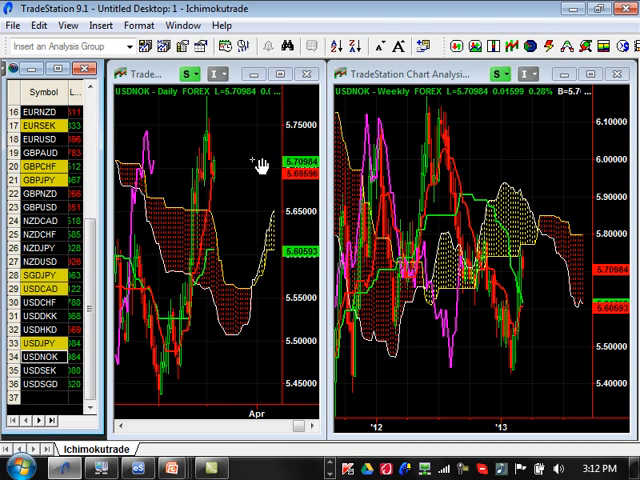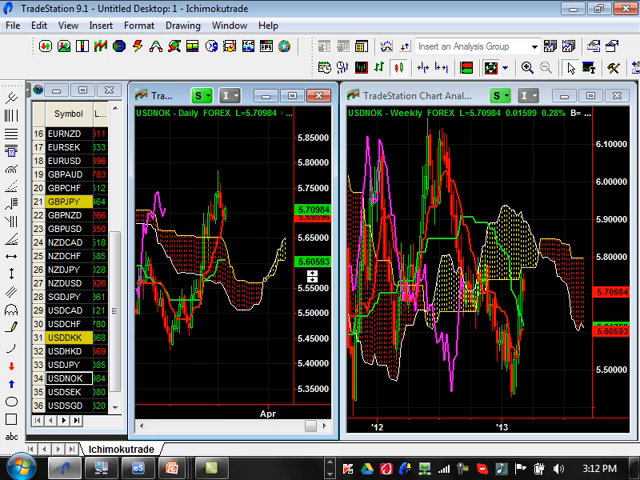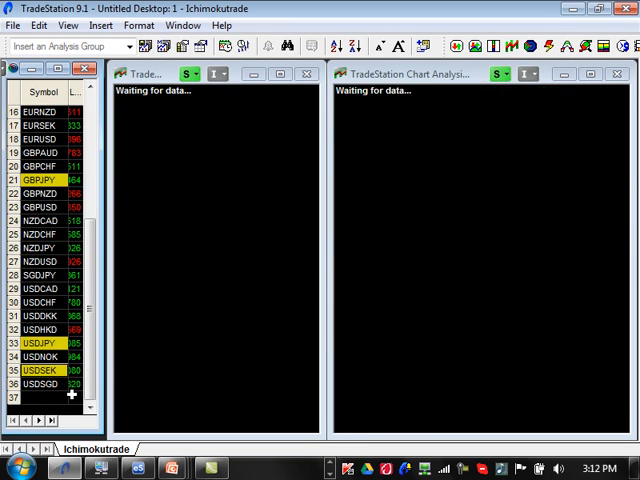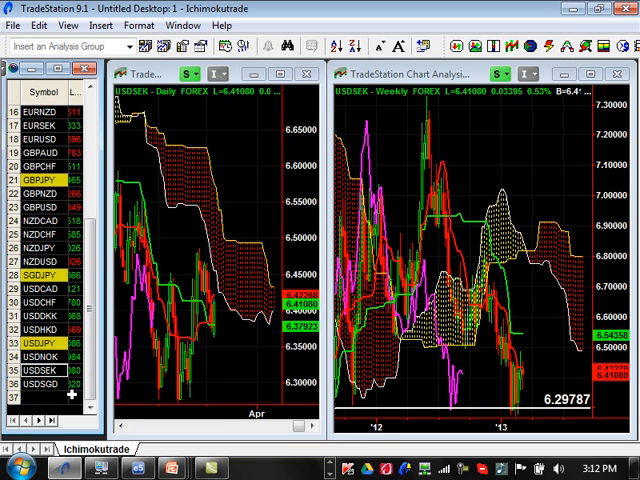US NOK really doing nothing at all, consolidating really. So resistance is going to be 8,000, support's going to be basically 60.59. USD SEK really not doing anything at all, bounced off its support at 96.78. Resistance is going to be basically 54.35.